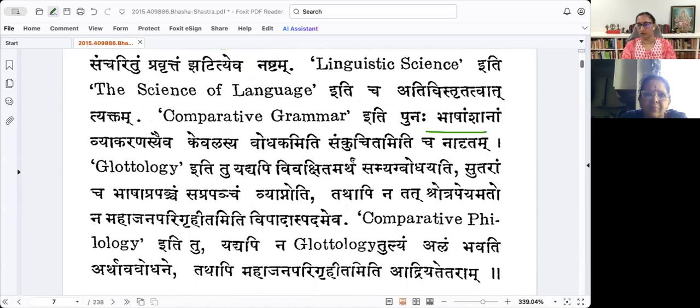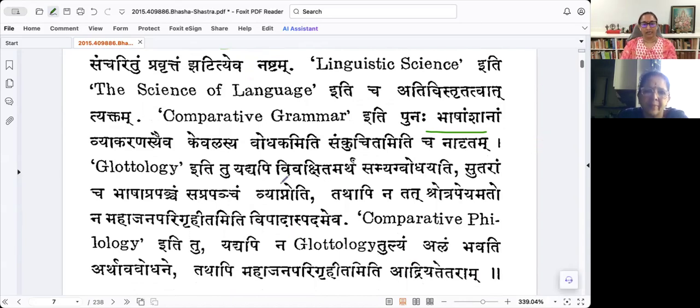See, glottology is, I think, the study of sounds. The glottis is an organ in the throat. Yes, it is that linguistics kind of thing only.